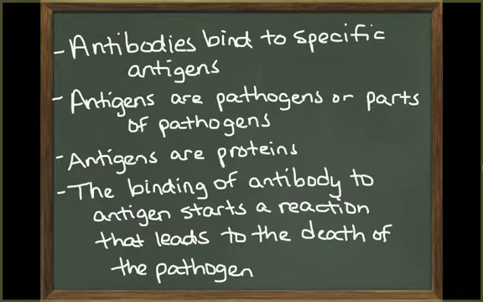Antibodies bind to specific chemical targets called antigens. Most antigens are pathogens or parts of pathogens or some other foreign compounds. Antigens are usually proteins. The binding of the antibody to its target antigen starts a reaction which leads to the destruction of the cell carrying the antigen.